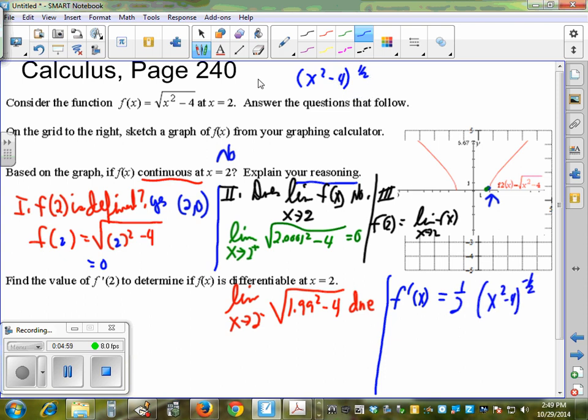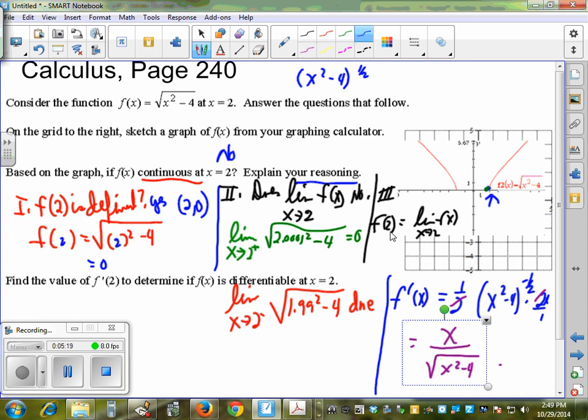That was the derivative of the shell. The derivative of the chocolate is 2x. So the 2's are going to cancel. We're going to be left with x over the square root of x squared minus 4.